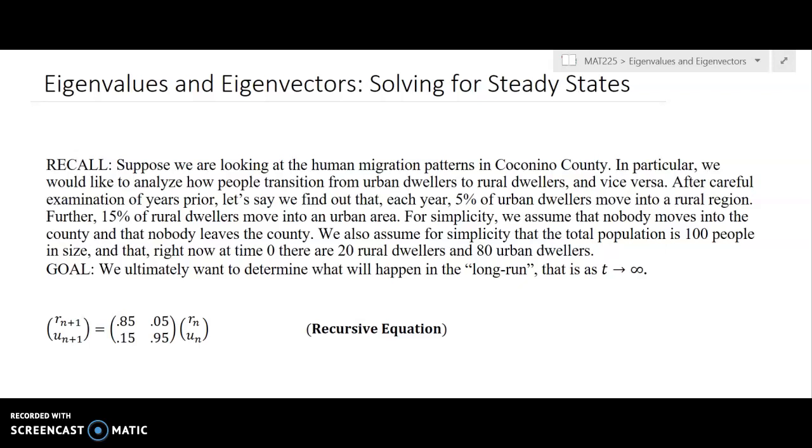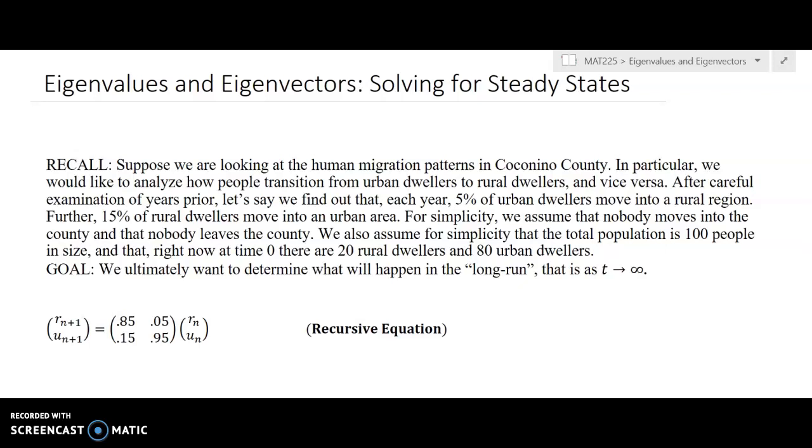We had these rural dwellers and urban dwellers, and it was the case that every year, 5% of urban dwellers moved into a rural region and 15% of rural dwellers moved into an urban region. We started off with 100 total urban dwellers, and we wanted to figure out what's going to happen. How are these splits between the 20 and 80 going to be distributed in the long run?